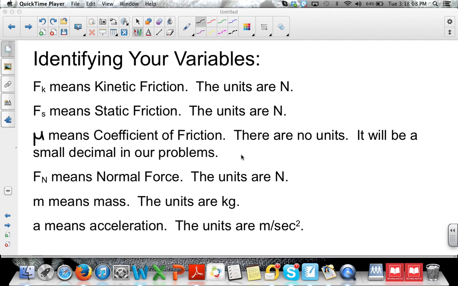Then Fn means normal force. Remember, that's the up arrow. The units are also newtons. M is the mass. The units are kilograms. A means acceleration. And the units are meters per second squared.